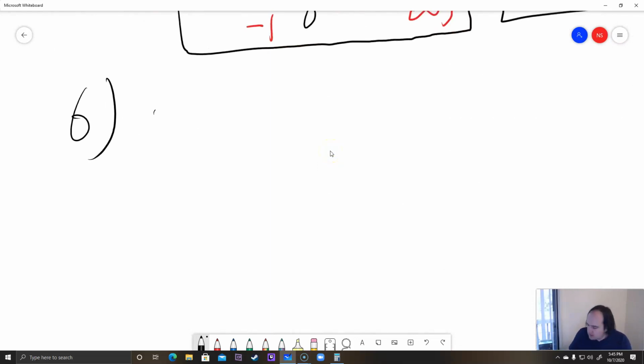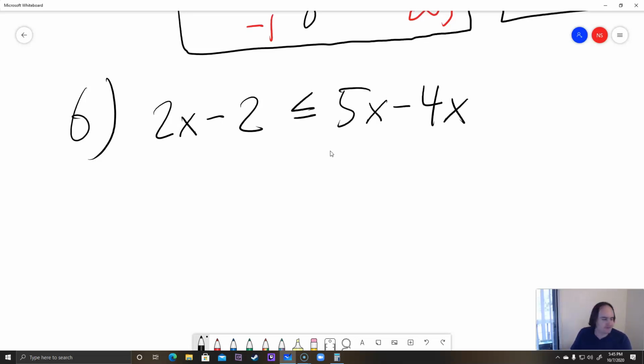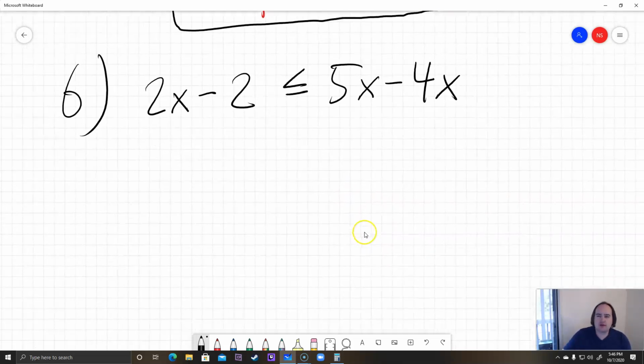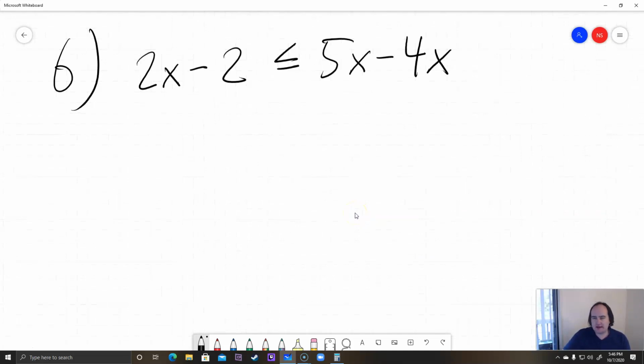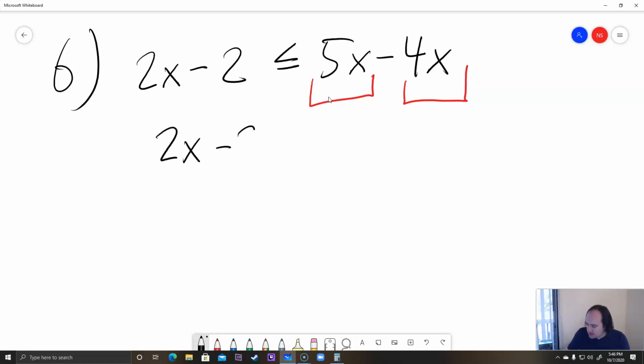Problem number 6. 2x minus 2 is less than or equal to 5x minus 4x. So first of all, we need to solve this, and we need to get the variable on one side. But on the right side, notice we actually have like terms. So we're going to want to combine like terms on the right side. So 5x minus 4x is 1x, which is just the same as x. So now we're going to have 2x minus 2 is less than or equal to x.